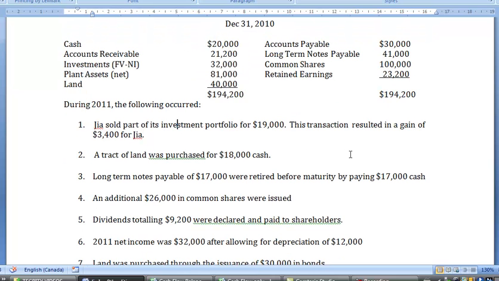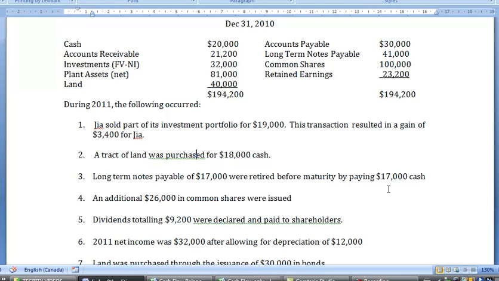We know that GIA sold part of its investment portfolio for $19,000, so clearly this portfolio is no longer sitting at $32,000. We know we sold part of it for $19,000, and it resulted in a gain of $3,400. So we're going to have to use this data to calculate the new value for our fair value through net income investments.